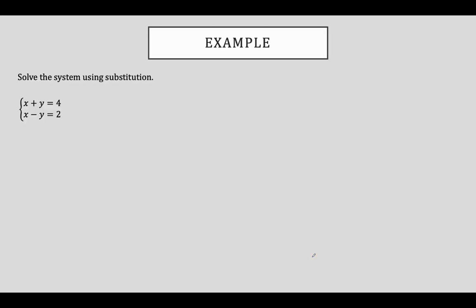Let's take a look at a few examples here. Solve the system using substitution. Well, first thing we need to do is isolate a variable in one equation. And again, you can pick whichever variable you would like. In this case, we're going to isolate y in the first equation.